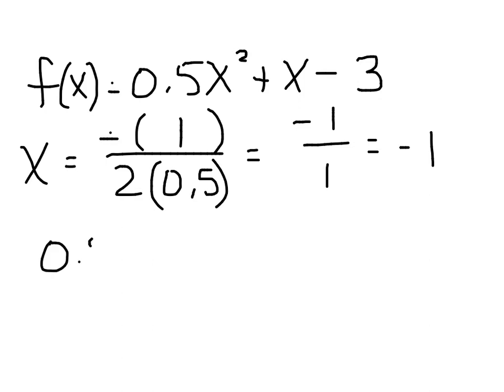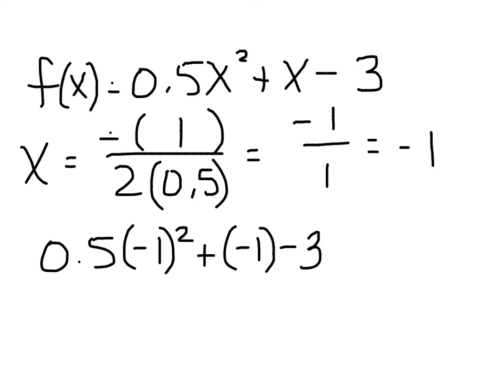Then 0.5 times negative 1 squared plus negative 1 minus 3. So I'm going to plug in negative 1 to all those pieces and see what happens. What's negative 1 squared? 1. What's 1 times a half? 0.5. Minus 1 minus 3. So what's 0.5 minus 1 minus 3? Negative 3.5. You can leave it as a decimal, that's just fine. Or if you put it as negative 3 1/2, awesome, doesn't matter.